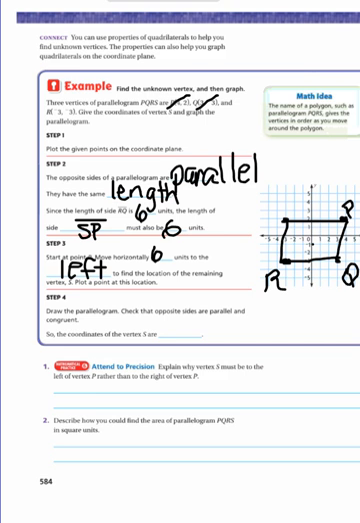Check that opposite sides are parallel and congruent. So, the coordinates of the vertex S are -2, 2.